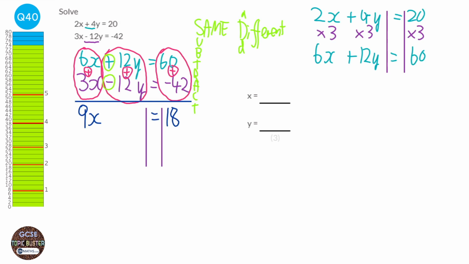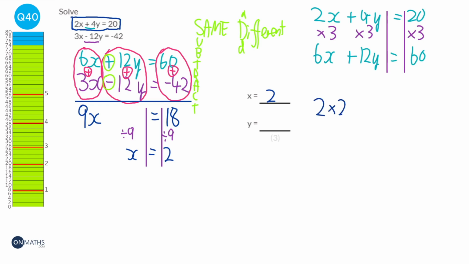Then we just quickly solve that by dividing both sides by 9. And we get x equal to 3, or 2 even. So x is equal to 2. Now we need to find out what y is. So what I'm going to do is I'm just going to copy out the first equation, but I'm going to substitute in the value of x, which is 2. So we've got 2 times 2 plus 4y equals 20.